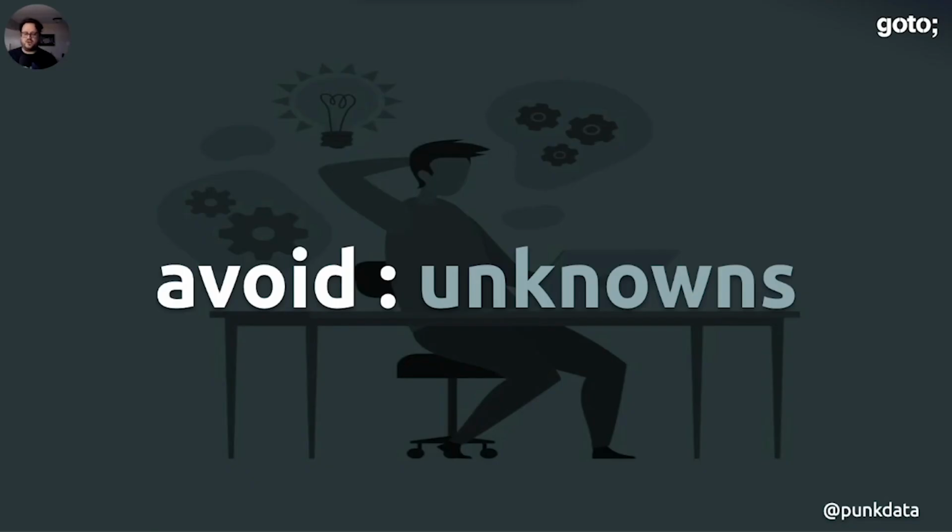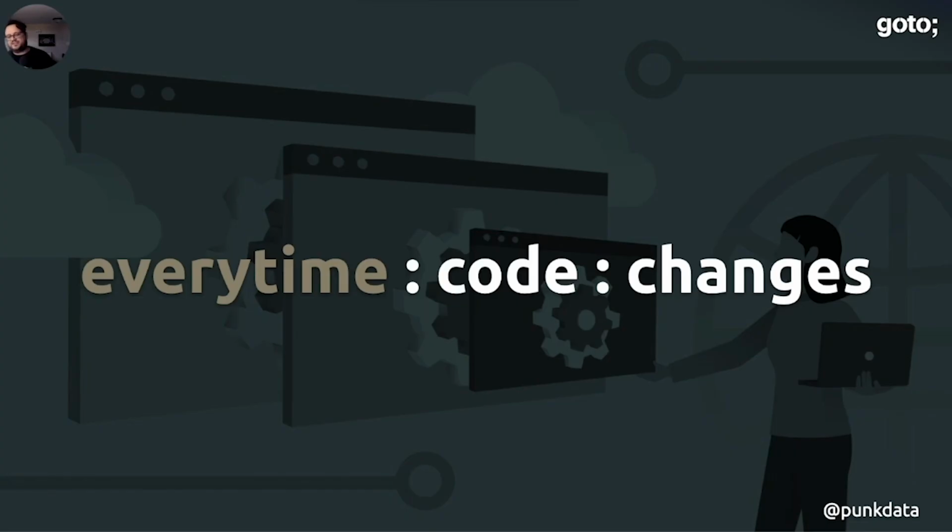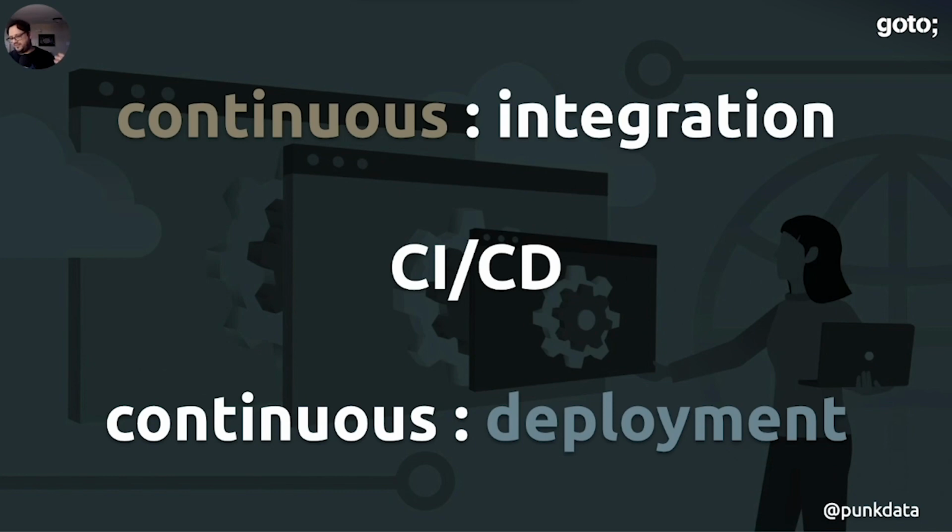So smoke testing also helps you avoid any unknowns, right? Just like any testing, nothing different there. I get this a lot too: when should I run smoke tests? And my answer is every time any code changes, right? So just like in a regular CI/CD pipeline, if you're using any kind of CI/CD, you want to leverage that platform to run your smoke tests early on in your pipeline.